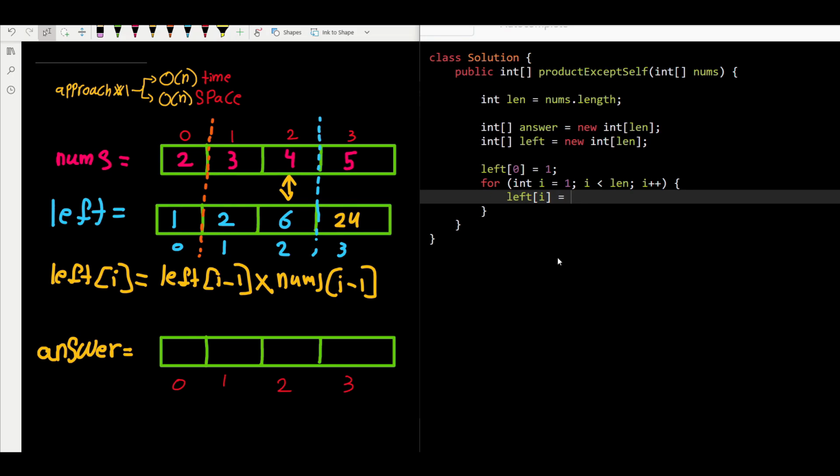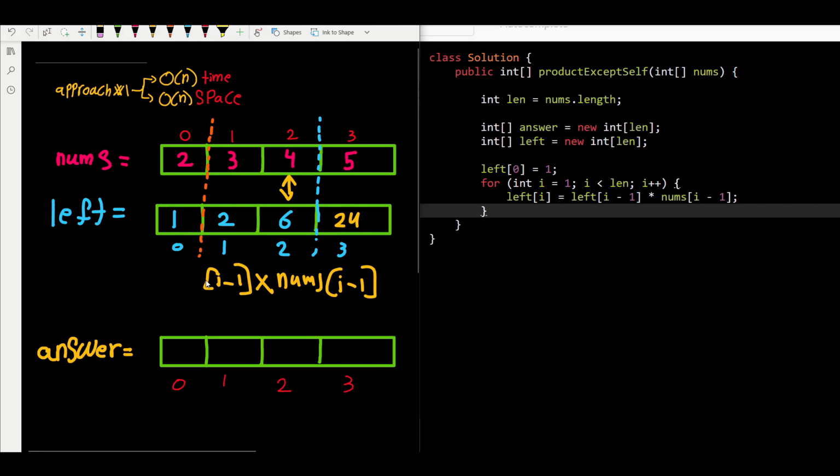Now we just say that based on this equation, hey, the left at index I equals left of index I minus 1 times nums at index I minus 1. So nums at index I minus 1. We just finished the left array. So let's continue now. Let me clear this out to have more space.